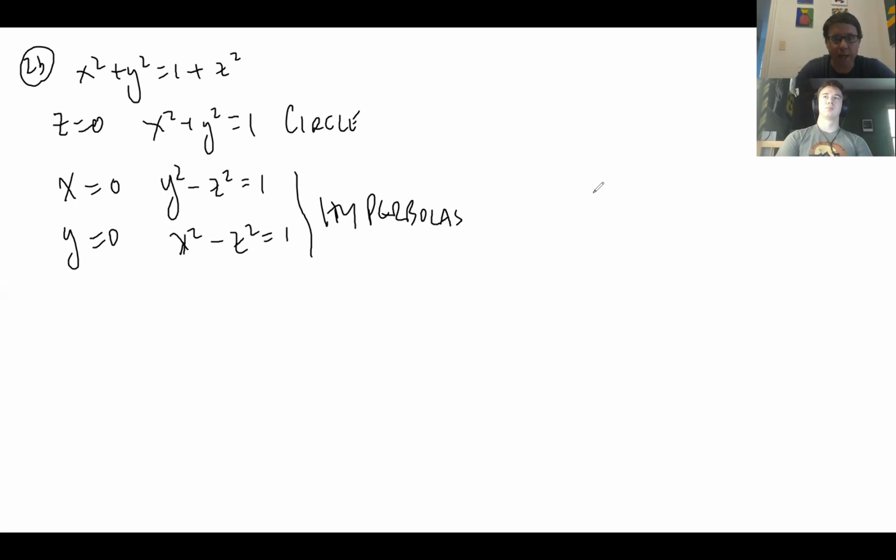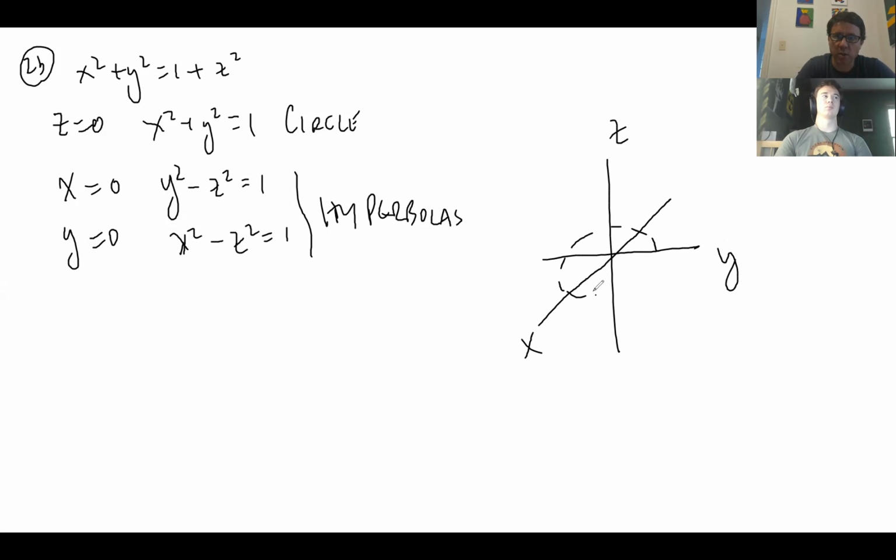Hyperbolas, or hyperbolae. If you try and put those together, x, y, z, then it looks like a circle in the xy plane. It looks like a hyperbola in the xz plane and in the yz plane, or in the YZ and XZ, they look like hyperbolas. There's one coming out of the board that's hard to draw.